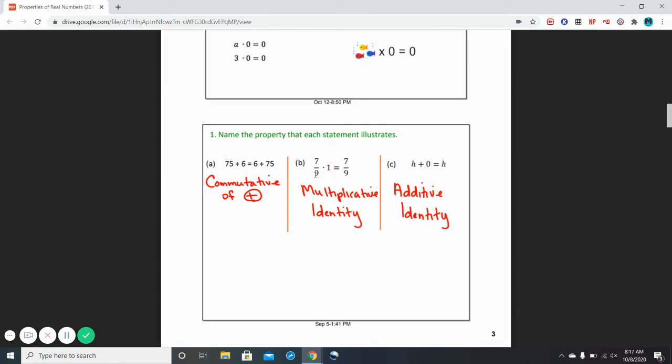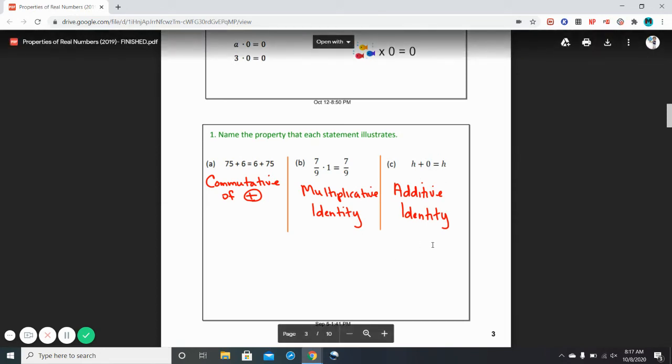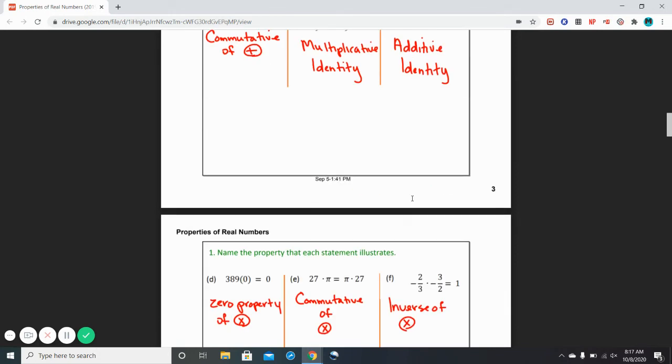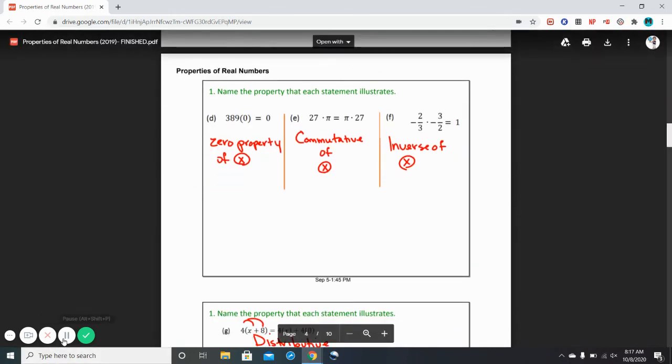B is the multiplicative identity. Remember, I said the original number times 1 will keep its identity, so that's the identity property. If the first number times 1 equals the original first number, that is the multiplicative identity. And then over here you have the additive identity because you have h plus nothing gets you to h. It'd be 10 plus 0 still gets you 10, and it still keeps its identity.